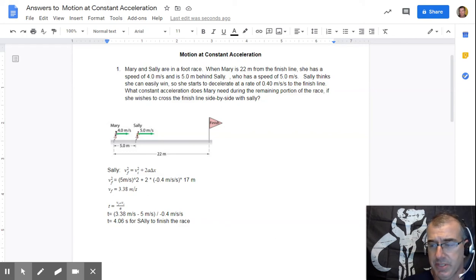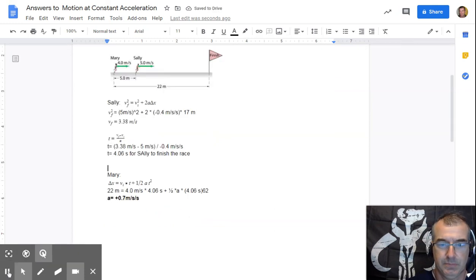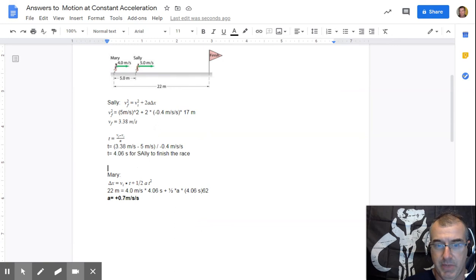So now that we know the time it's going to take Sally to finish, we now know how much time we have for Mary to finish the race at the same point. Therefore they cross the line at the same time. So now with Mary, I'm going to reach for the displacement equation, because I want to know what her acceleration is going to be.